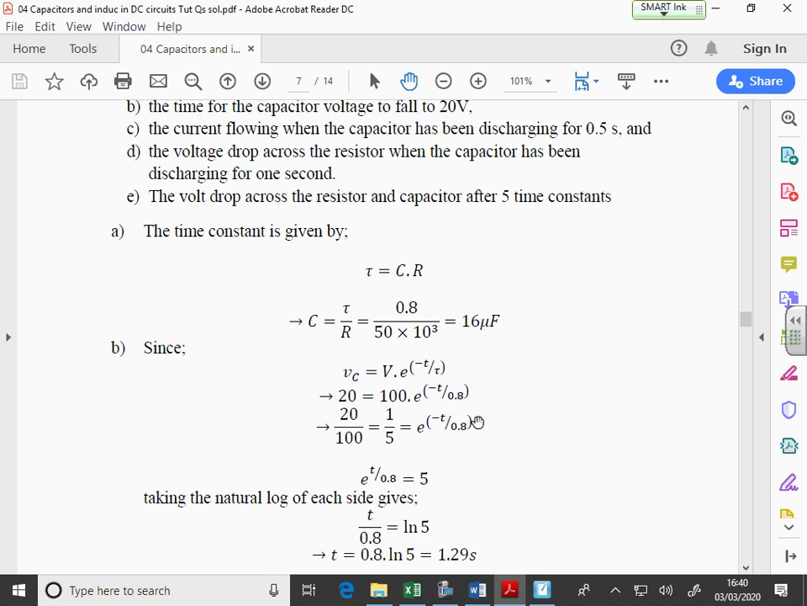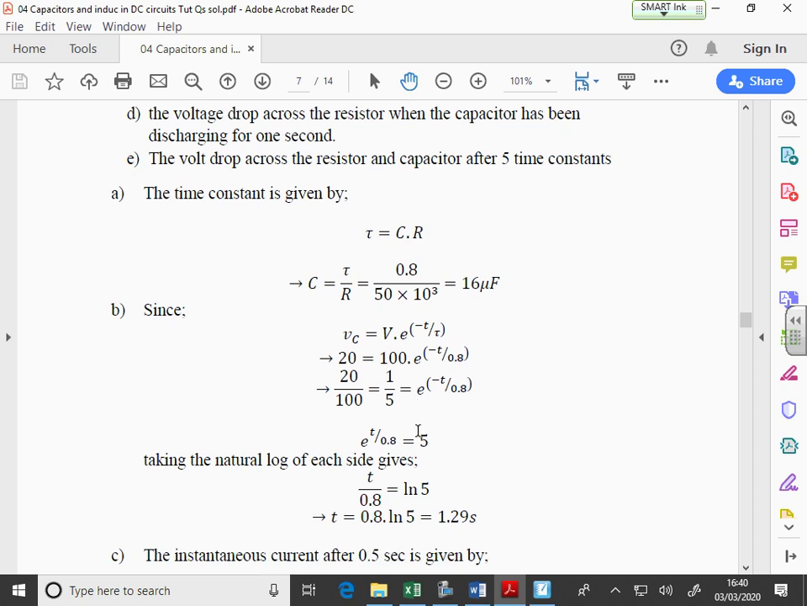The capacitor voltage under discharge is the starting voltage times e to the minus t over tau. You need to rearrange that. So I'll put the 20 that we're looking for in there. That's the starting voltage. And the time constant is 0.8 of a second. I've divided by 100. 20 of 100 is a fifth, so I've just simplified that.